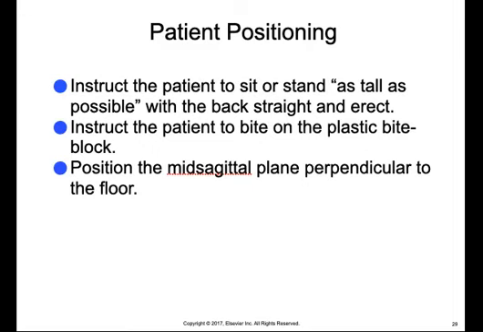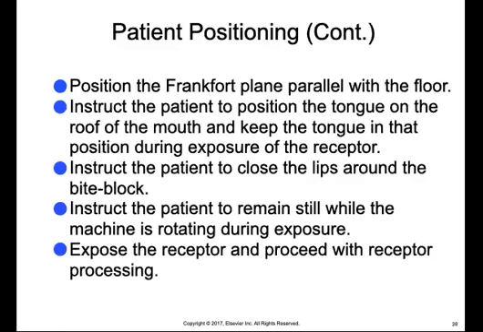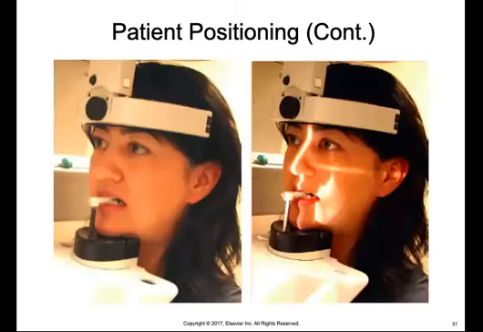So if you refer to procedure 22-3, we can go over patient positioning a little better, or you can kind of visualize what this looks like. Okay, so first position the Frankfurt plane parallel with the floor. And the Frankfurt plane is, I'm going to jump to this slide really quick so I can show you. So here's what this looks like. The Frankfurt plane is this line here that runs horizontally that connects the patient's tip of the nose to the top of their ear.